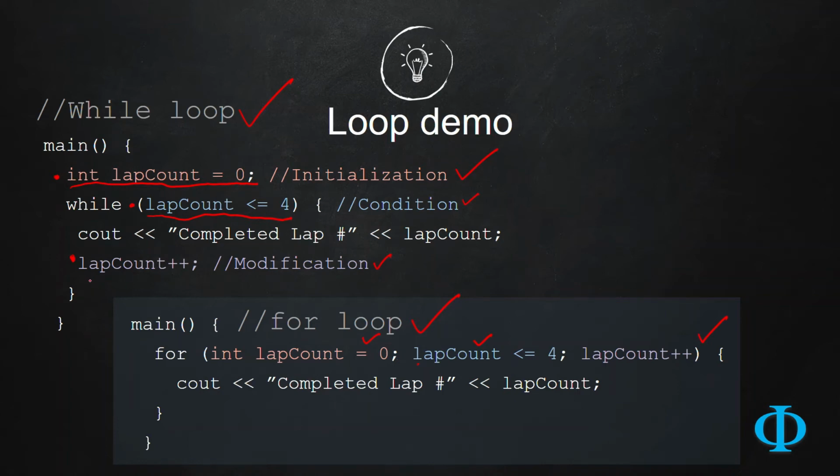And finally, the modification part, which is again the same as the while loop, is also written in the same line here. Now, in for loop, since they are all written in the same line, there should be some kind of separation. In order to separate this initialization, condition, and this modification, you have to use this semicolon. So initialization followed by semicolon, followed by condition, followed by semicolon, then followed by the modification.